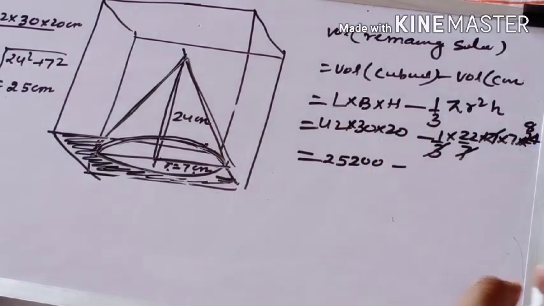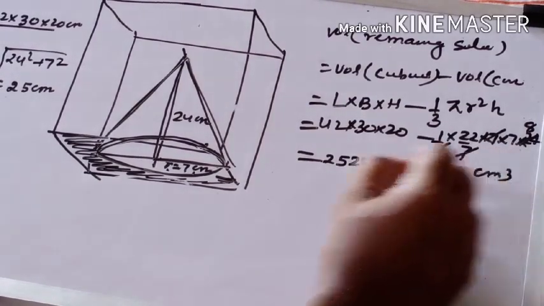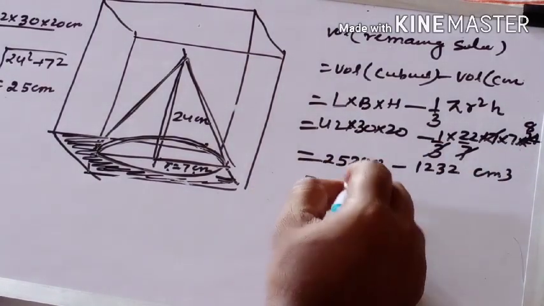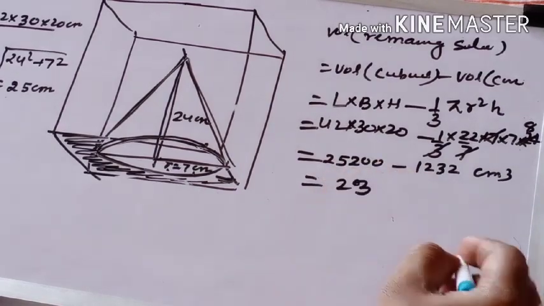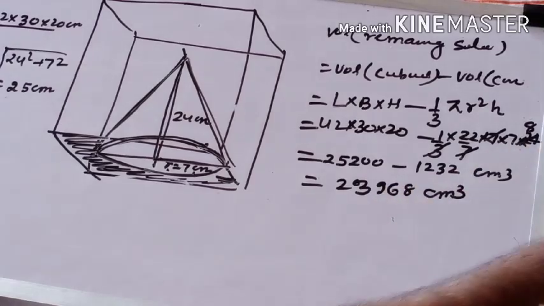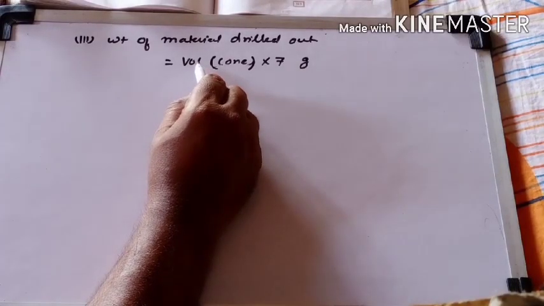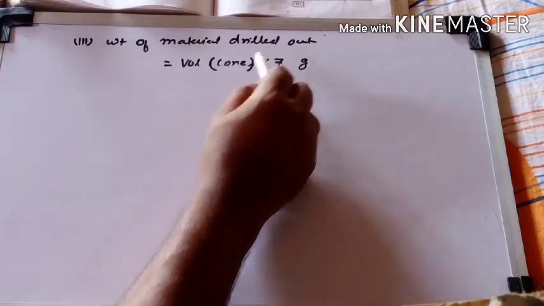So it will come out as 1232 centimeter cube. And your answer will come out as 23968 centimeter cube. We are coming to the third part. The third part of the question is you have to find out the volume of material drilled out.